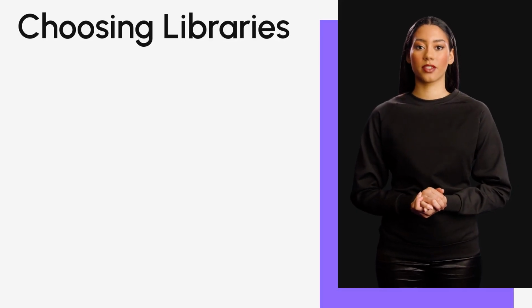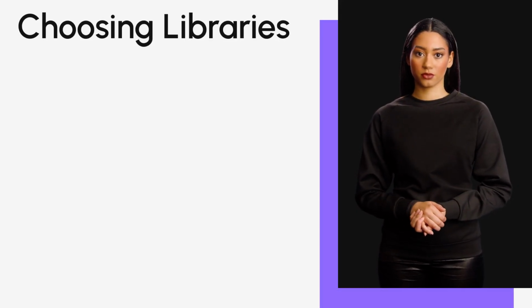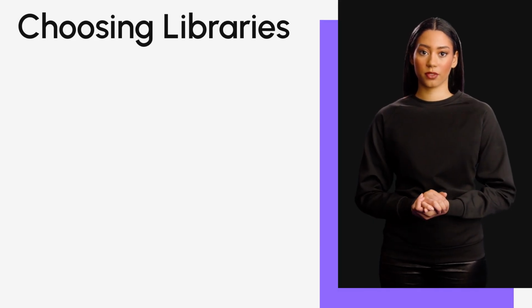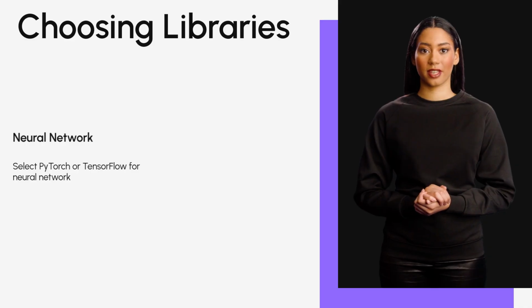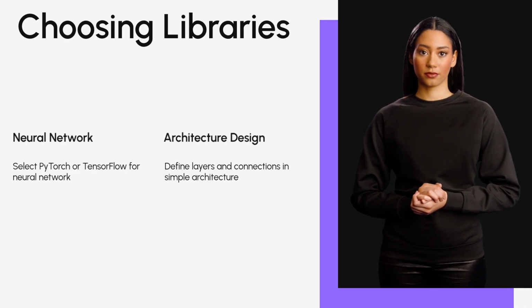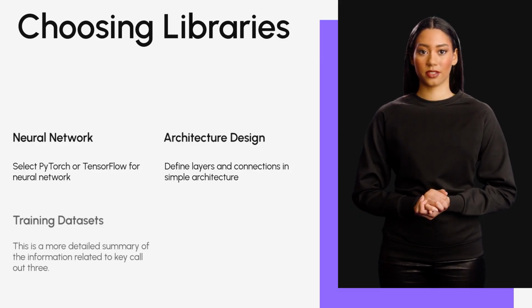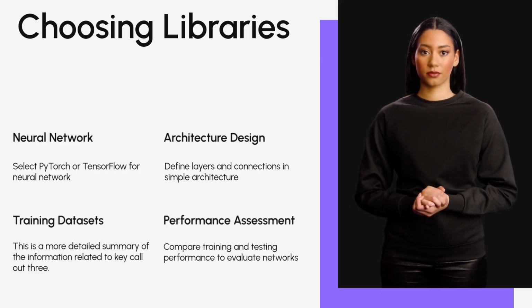To build a neural network, start by choosing a library like PyTorch or TensorFlow. Programming a simple architecture involves defining layers and connections. Training requires datasets like MNIST or ImageNet. Compare train and test performance to assess the network. Adjusting layers and learning rates can improve outcomes.